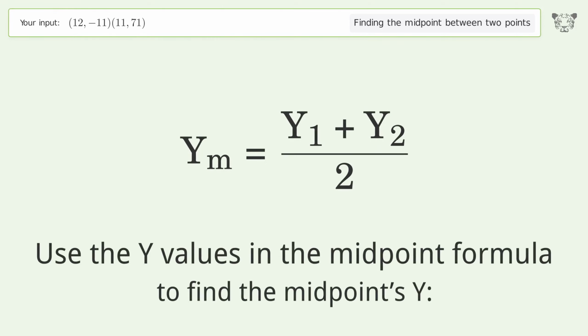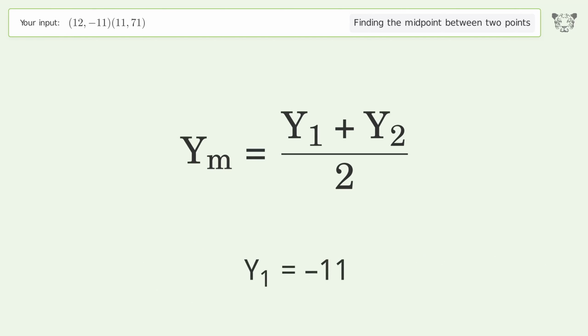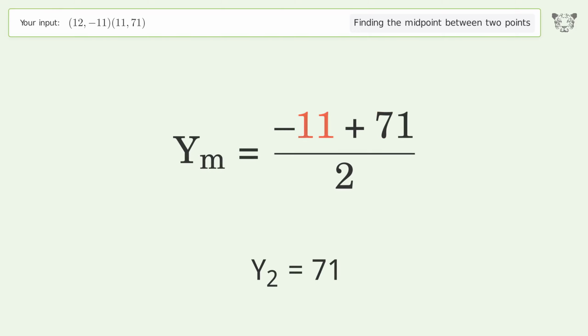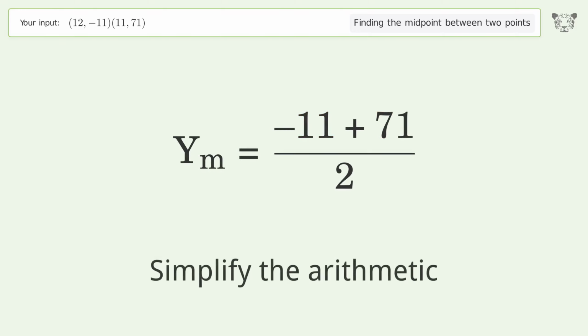Use the y values in the midpoint formula to find the midpoint's y. y1 equals -11. y2 equals 71. Simplify the arithmetic.